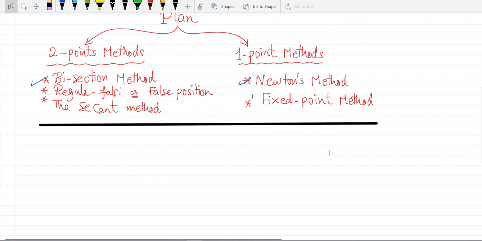In all these methods, you have to know how to use them algebraically and graphically, which means you have to know how can I solve this equation using all these methods, and how can I represent the solution of the equation graphically.